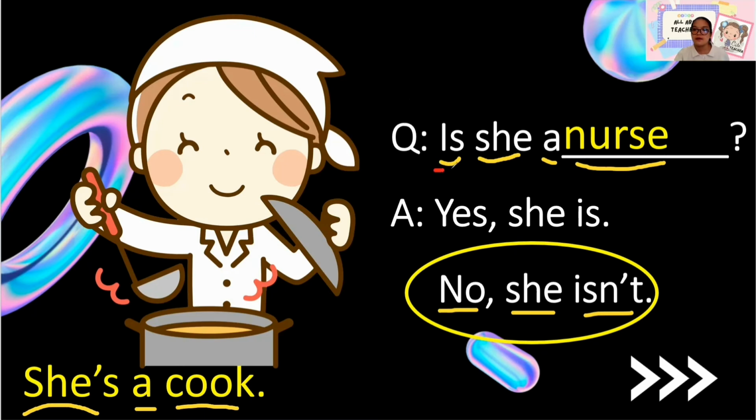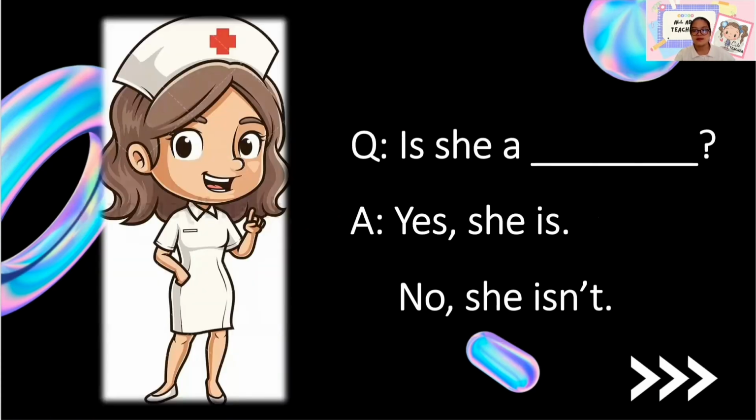Let's begin here. Perfect. And the answer is, very good. Why? Who's she? Very good. So let's proceed with our next picture. How about this one? Who do you think she is?